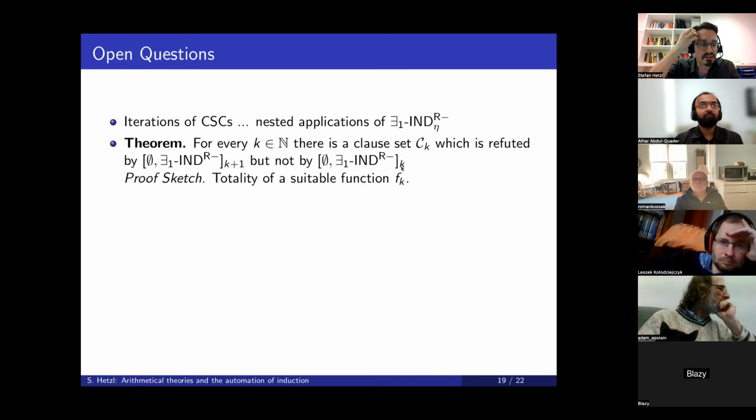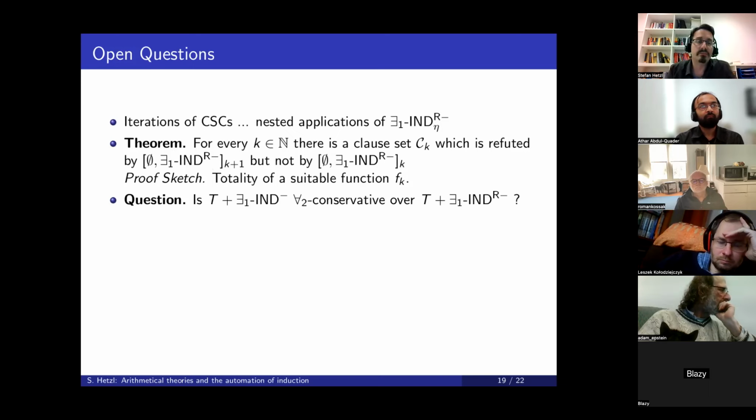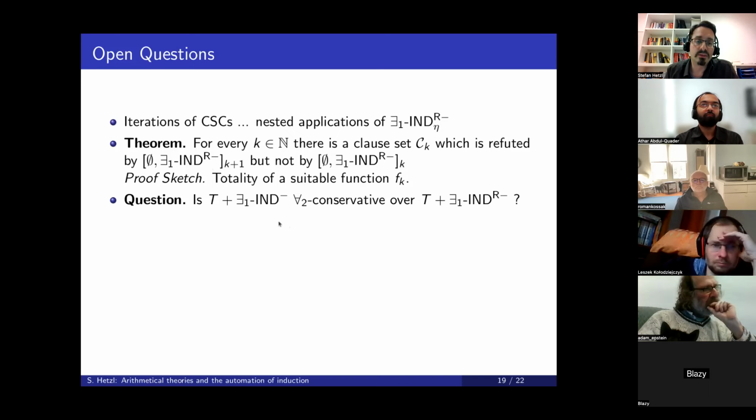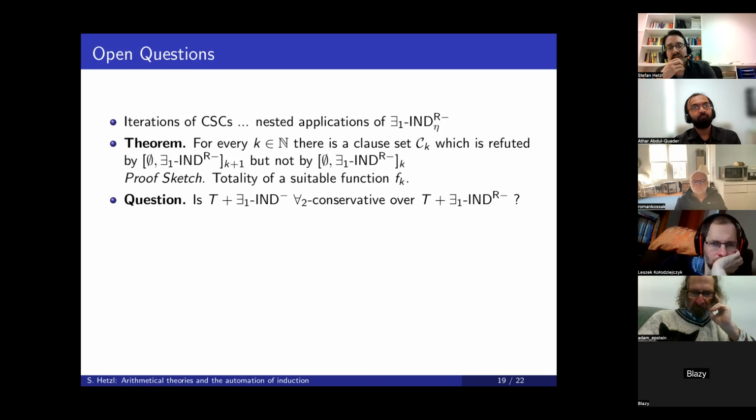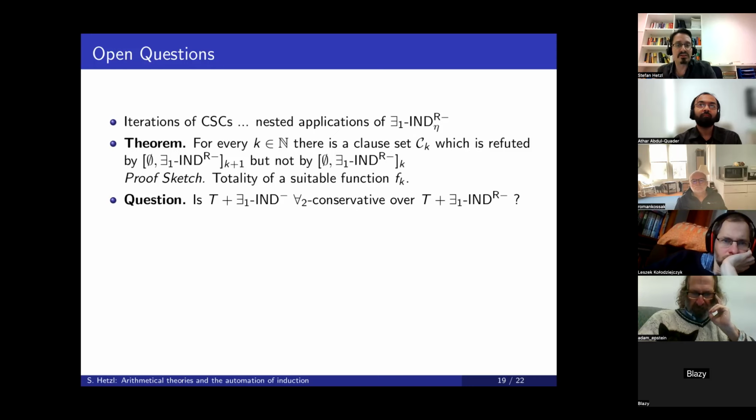And these are totality statements of some recursive functions. But what we did not manage to find out is whether, if we move from the induction rule to the induction axiom, this would give us access to more totality statements. That's something we didn't know. And it would be interesting, especially if the answer is no, because then we would have an independent statement for nested clause set cycles, right? Because the nesting of clause set cycles is all included in this hierarchy defined by the rule. And if there's something in the axiom that's not provable by the rule, that may be an interesting result.